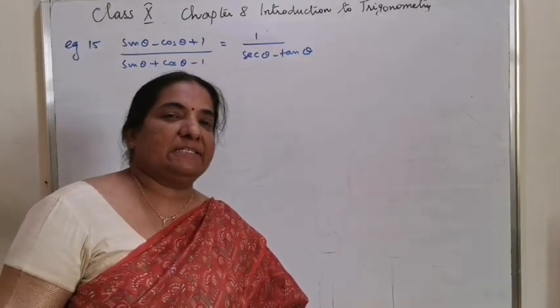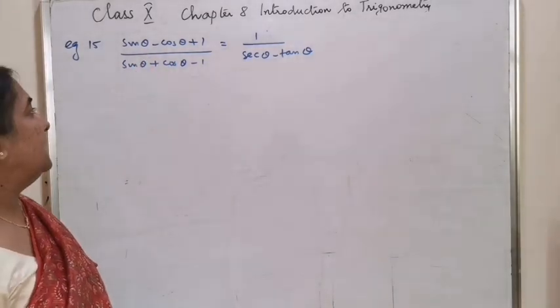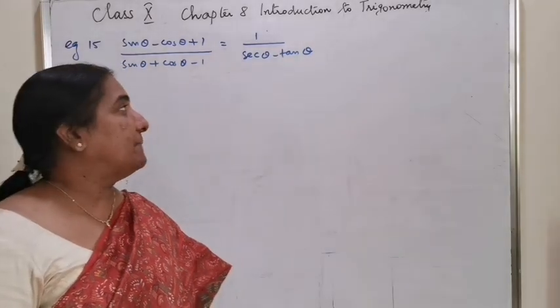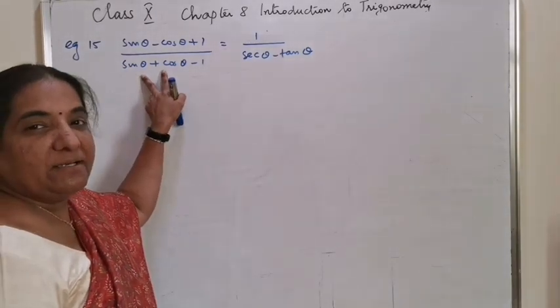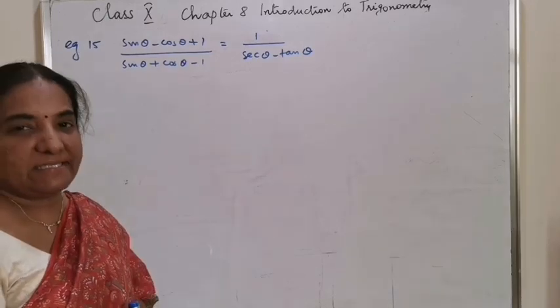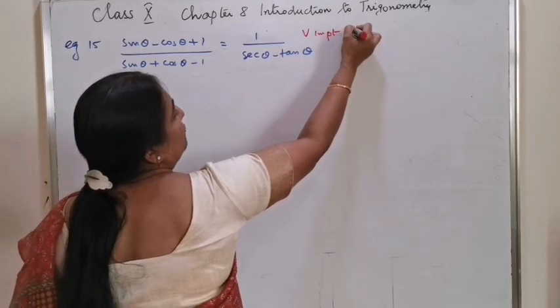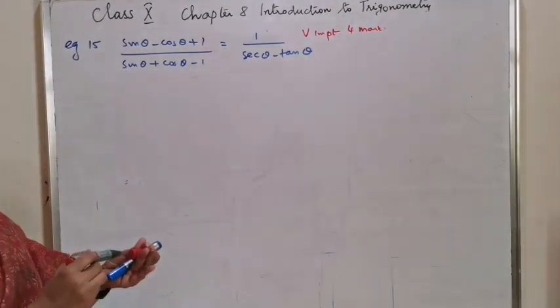The last worked out example: prove that sin theta minus cos theta plus 1 by sin theta plus cos theta minus 1 is equal to 1 by sec theta minus tan theta. I think by seeing the question you can understand the familiarity from the exercise question. This is a very important 4-mark question. It will be asked as such.